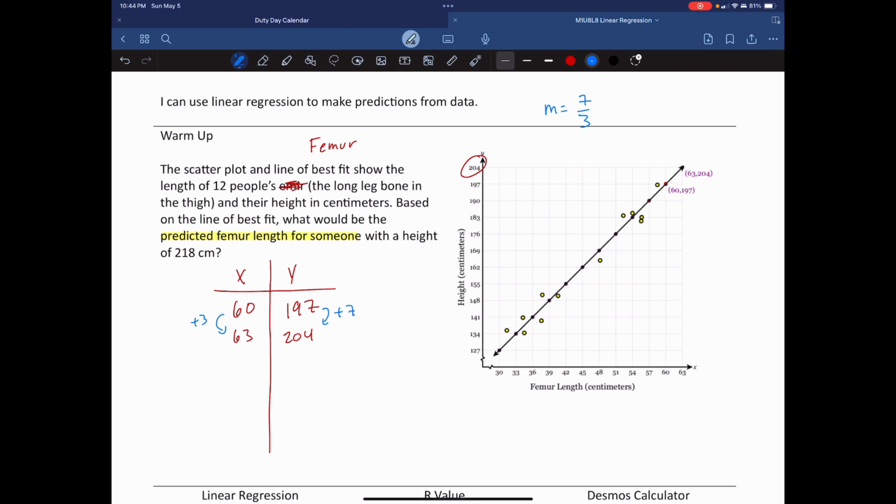Or we can keep this pattern going, right? So if I'm going along the x's, we'd have 66 next because we added 3, and then 69, and then 72, and in our corresponding y's, we keep adding 7, so we'd have 211, and then we add 7 more, so we'd be at 218. Okay, so we're going to stop here because we're trying to figure out the femur length at a height of 218 centimeters. The corresponding femur length would be 69 centimeters. So we'd say 69 centimeters for our femur.